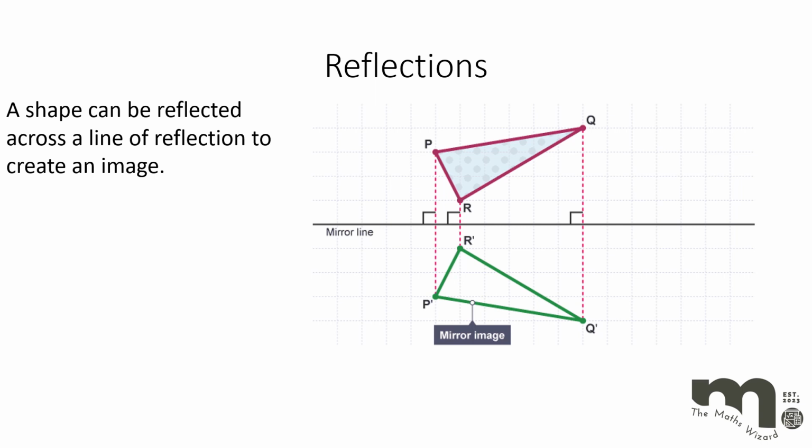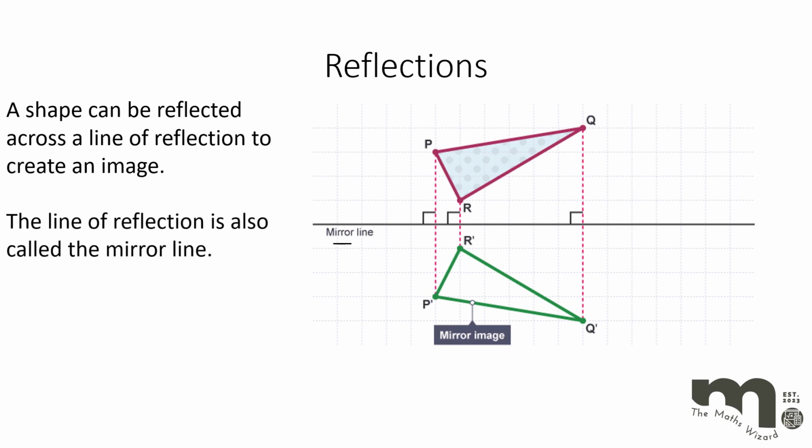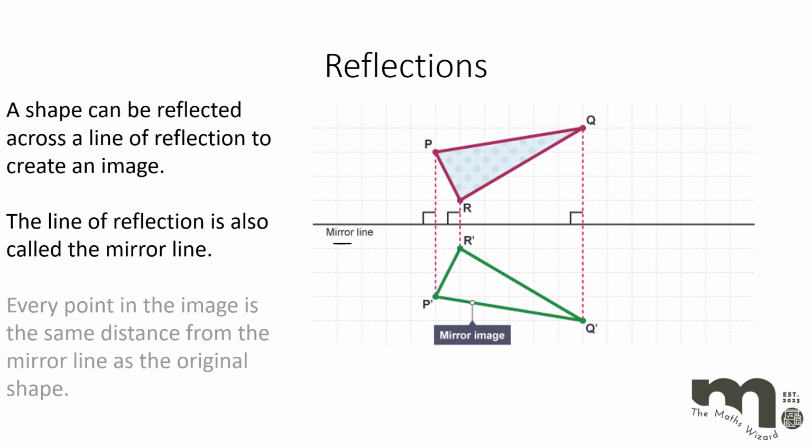So we've got this line here, this mirror line, as you can see there, and that has been used to reflect the shape. If you look at this purple triangle at the top of our image, point Q is 4 squares away from the mirror line, so it's going to be 4 squares away the other side. Like I said, the line of reflection is also called the mirror line, and as I've just illustrated, every point is the same distance from the mirror line as the original shape.